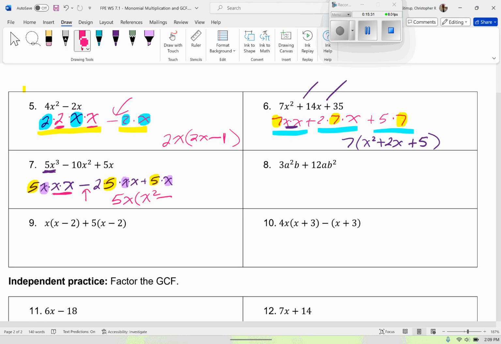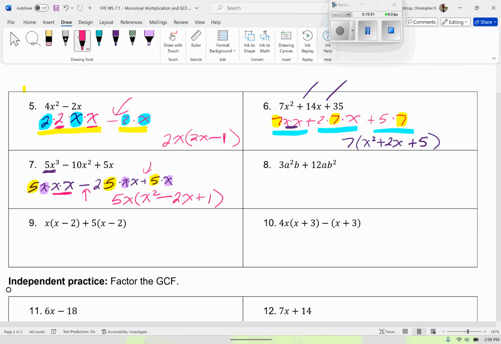What do I have in the middle? What's going to be left over in the middle if I factor the 2x? Plus, don't forget that plus sign. What do I need as a placeholder? 1. Very good. All right, my friends, 1's always there. Good job. 1's always your placeholder.